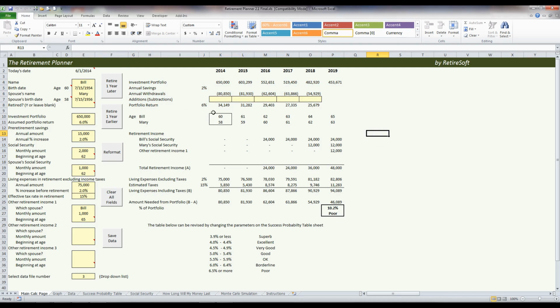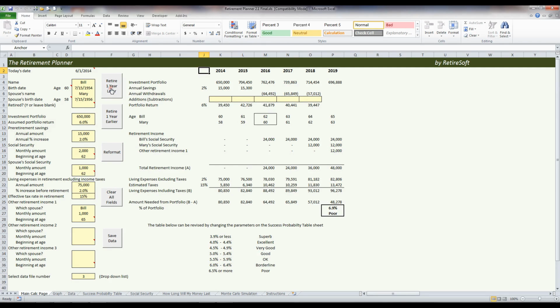The way this works is right now we're assuming that they retire today. If you click this button here, it assumes they retire 1 year later, so it flips the portfolio projection a little bit. So instead of withdrawing in the next year, they're gonna save $15,000, which is their savings assumption. So their portfolio is going to grow a little bit instead of declining, and they're going to have a little better withdrawal rate in the process.